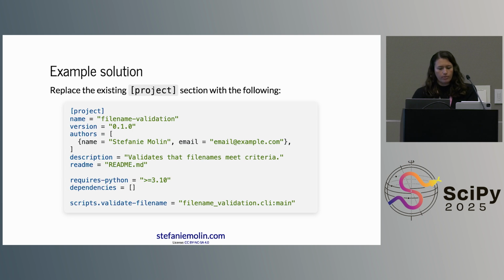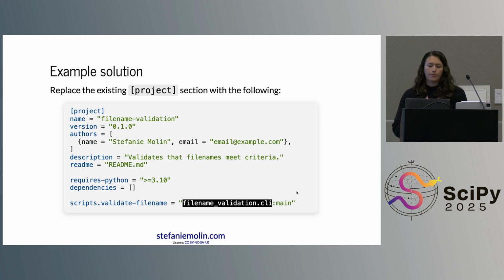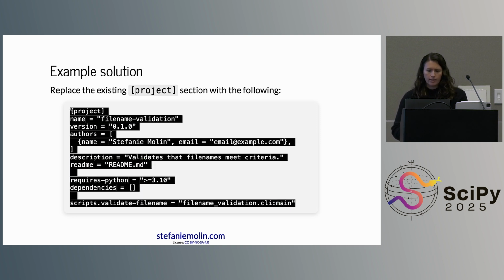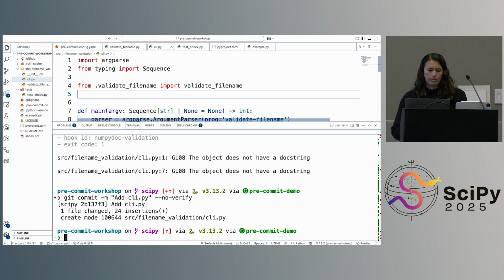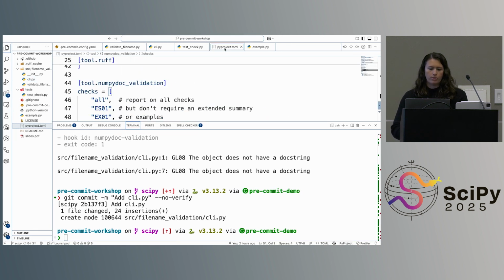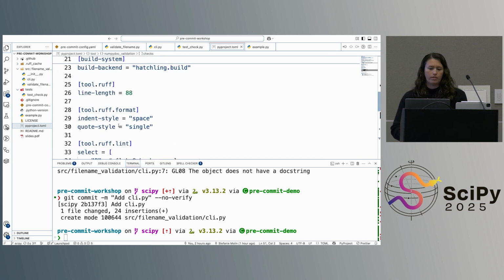And then for the actual entry point, I'm creating an entry point called validate file name, and that is going to map to this path within the package, so file name validation.cli, which is the import path, and then I'm going to call the main function that we saw created before. So we can take this and paste this in the PyProject. I'm just going to paste only over the parts at the top. So from here up, everything else can stay.